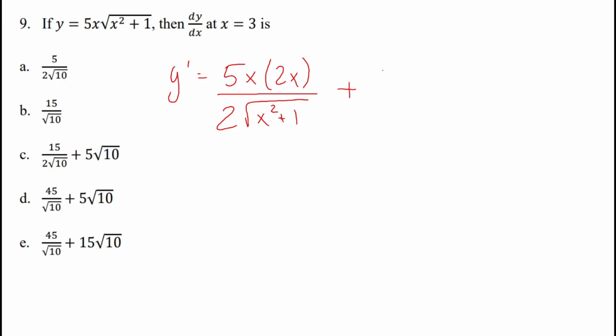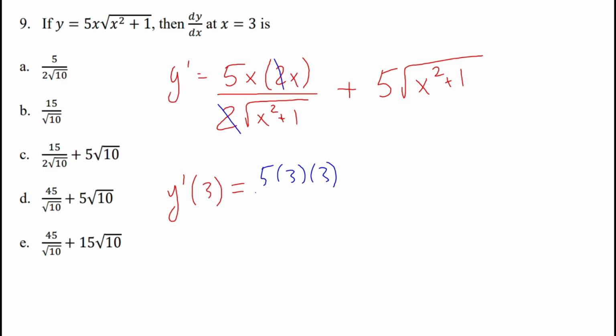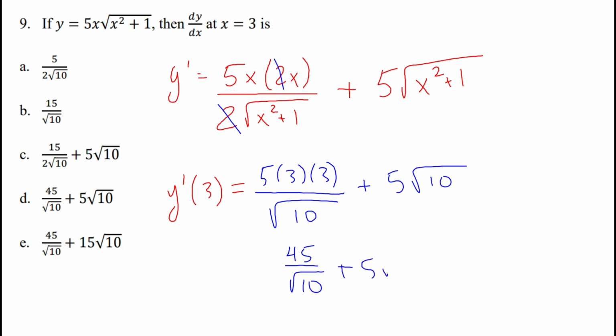And we'll add to that the derivative of 5x, which is 5, and then just times the square root of x squared plus 1. We want to evaluate this when x is 3. We don't really need to simplify, other than we might as well get rid of these 2's. So we have 5 times 3 over the square root of 3 squared plus 1, which would be the square root of 10, and then plus 5 times, again, the square root of 10. Well, 5 times 3 is 45, so we have 45 over root 10 plus 5 root 10, which looks like choice D.